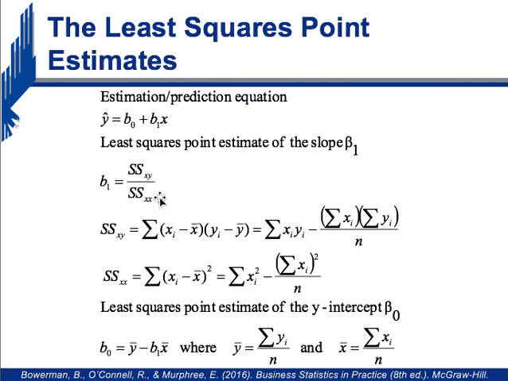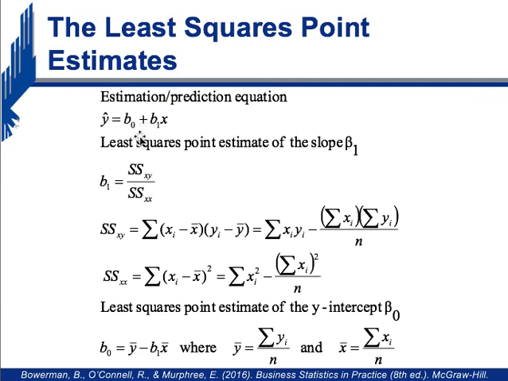Now, since your data just comes from a sample, you can only come up with a model based on the sample of information. Here are the estimates for your linear regression, called the least squares point estimates. The equation of the line that we can construct is y hat equal to b sub 0 plus b sub 1 x, where y hat is the predicted value for y.